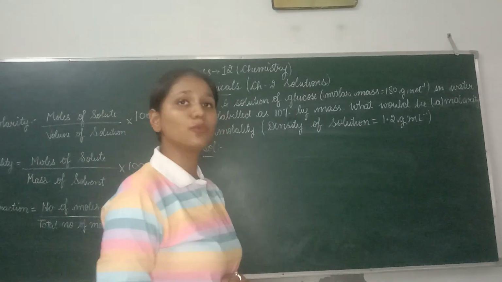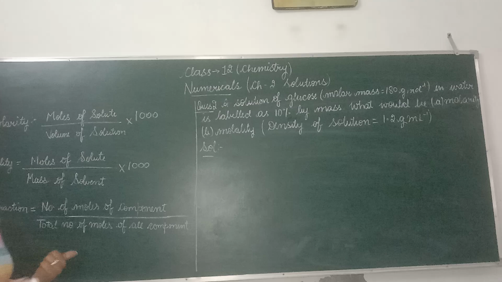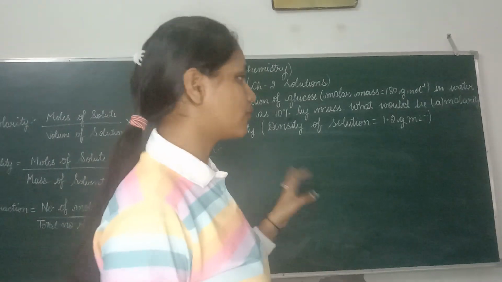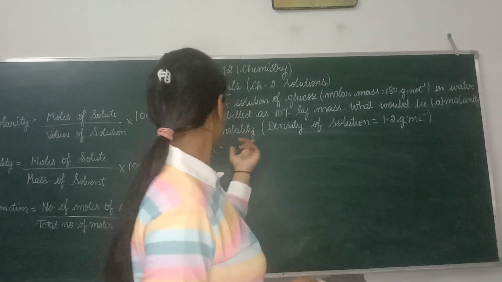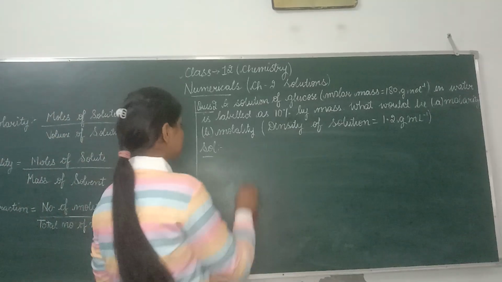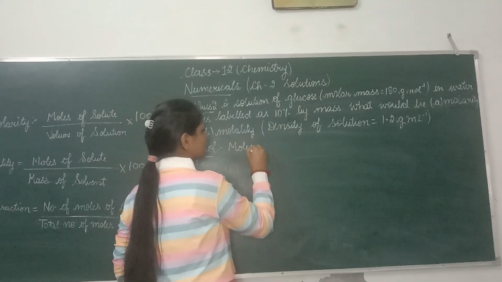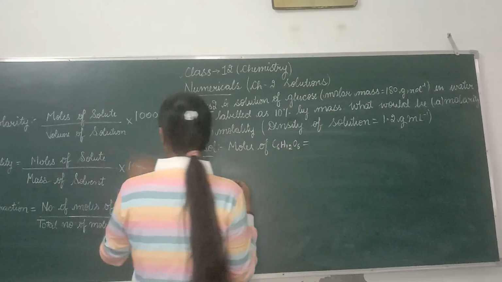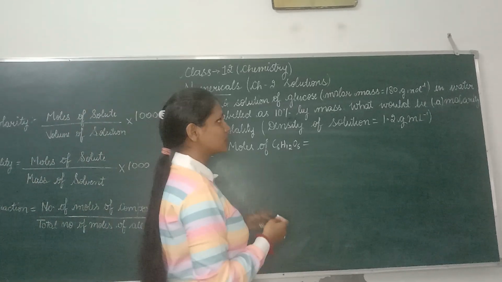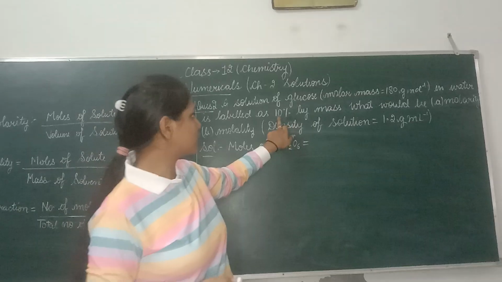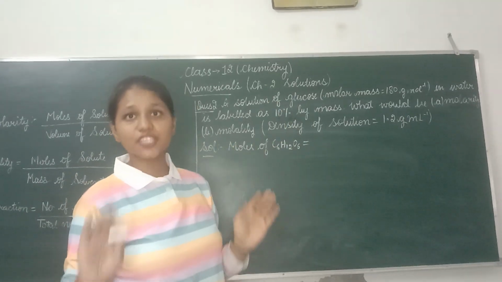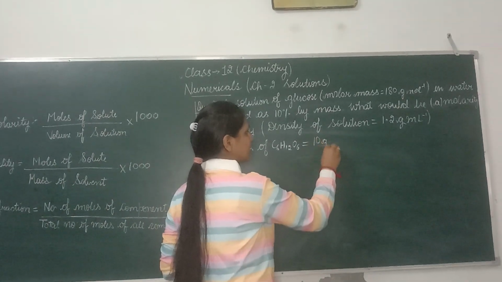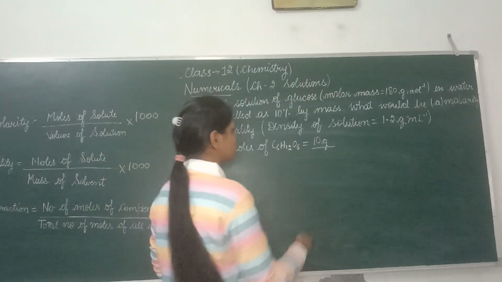First of all, we will calculate the molality. The formula of molality is moles of solute upon mass of solvent. Here the solute is glucose and the solvent is water, and we have to calculate the moles of the solute. Moles of solute means moles of glucose, C6H12O6, which is equal to the actual mass upon molar mass. Actual mass here is given to be 10%. 10% means 10 grams. So actual mass is 10 grams and molar mass is 180.